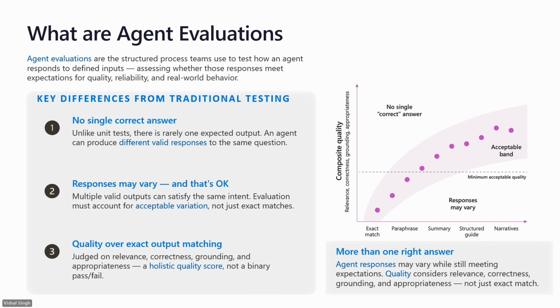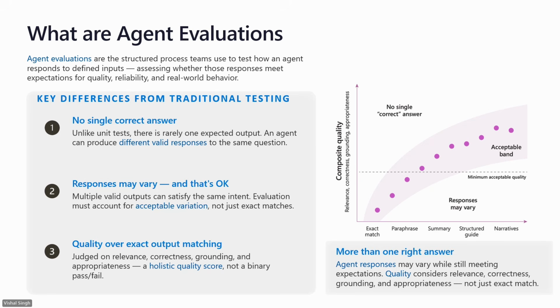Okay, so if traditional testing isn't enough, what does work? That's where this agent evaluation framework comes in. At the core, agent evaluations are a structured process we use to test how an agent responds to a defined set of inputs and to assess whether those responses actually meet our expectation for quality, reliability, and real world behavior. So let's talk about what makes this fundamentally different from the traditional testing we are used to.